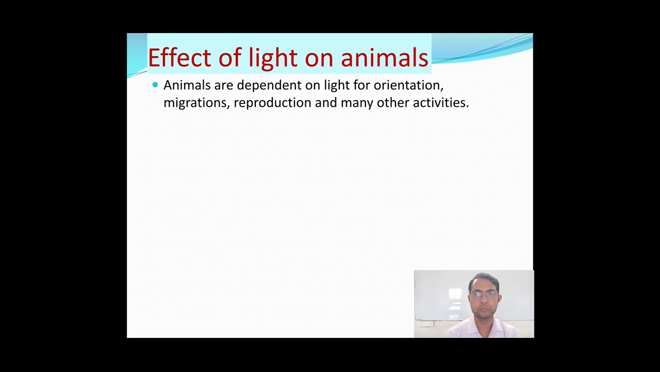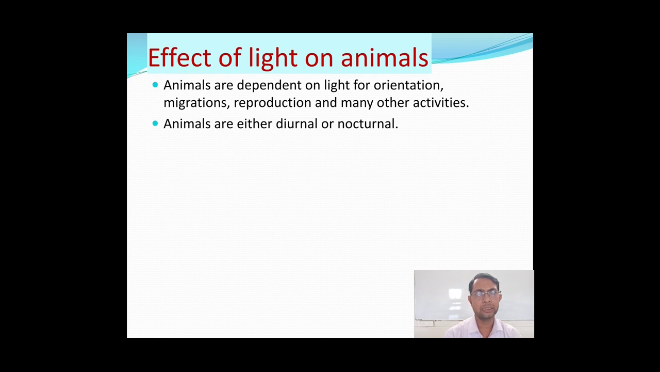Now migration. Many birds show migration in response to light. We can observe the flamingo bird. That flamingo bird migrates to India in a particular light duration, and after that particular light duration it will leave India and go to its particular region. Reproduction: many birds respond in reproduction to light, meaning depending on the light they start to reproduce. And many other activities are also there that influence animal activities.